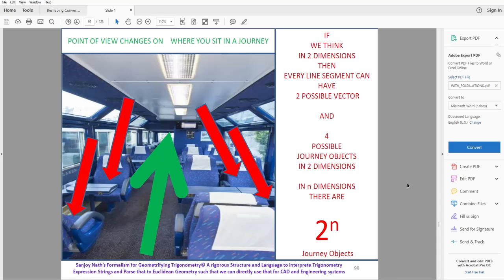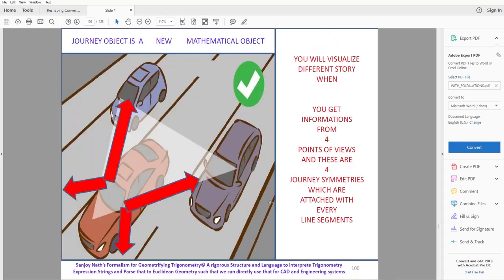journeys are defined: left hand on go vector, right hand on go vector, left hand on return vector, and right hand on the return vector. So every number is now becoming 4 possibilities as the 4 journey objects.